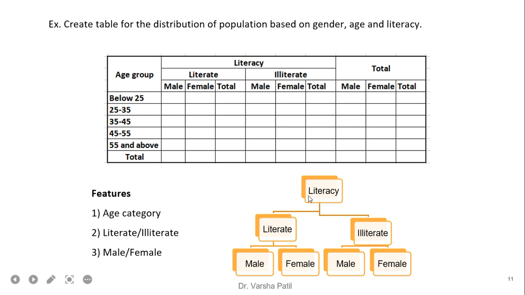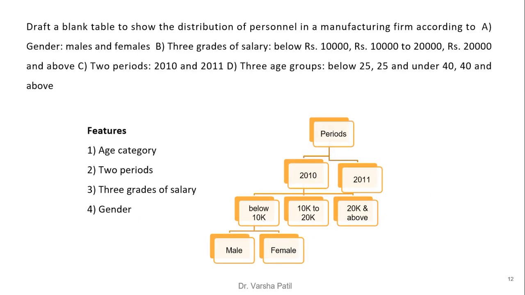Here literacy, under literacy, literate and illiterate, and again in literate male female are there, and in that male female again that age category is there. But it is not possible for me to show that complete diagram, that's why I skip the last age category. Now here this is the first feature, that is age category. Second is nothing but the literacy, and under literacy two options, and in between them male and female are coming. Again total depends on you whether you want to keep this or skip the total column.